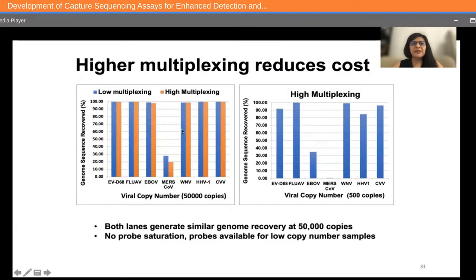And here are the results, and we can see that with low multiplexing and high multiplexing at 50,000 copies, the results are quite similar. And even with 500 copies, the results are pretty good. Like, we are still able to detect all of these genomes with a good sensitivity. So even with the 21-plex experiment, we were able to identify the viruses correctly. And since we had different levels of probes in the experiment, it did not lead to the saturation of the probes.